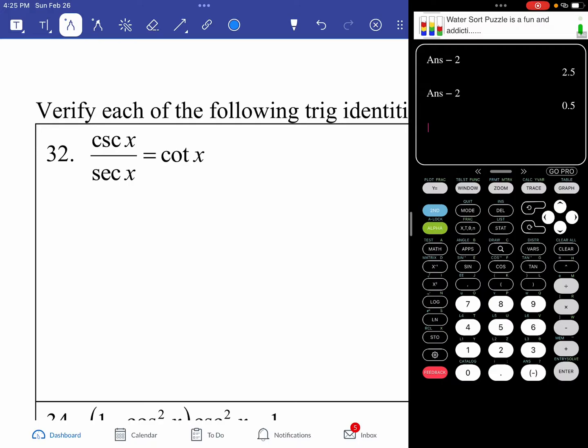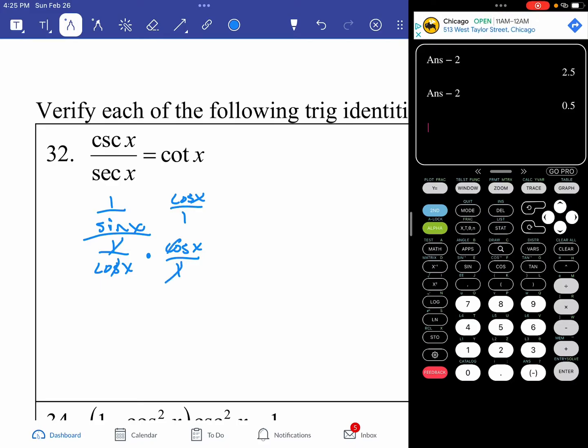All right, cosecant is also 1 over sine, or 1 over secant, or secant is 1 over cosine. I multiply by the reciprocal of this. All these will cancel. This will give me cosine x over sine of x, and that would be cotangent, based on our quotient identities. I don't care about the answer so much, I care about all the work.